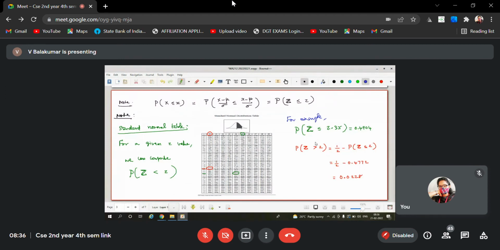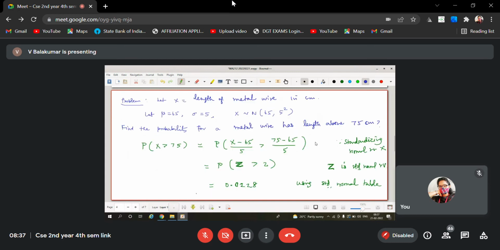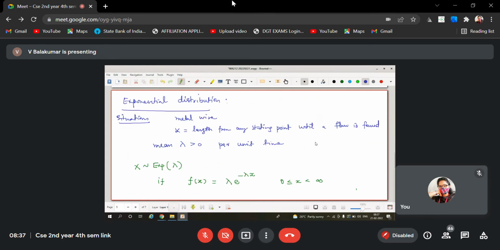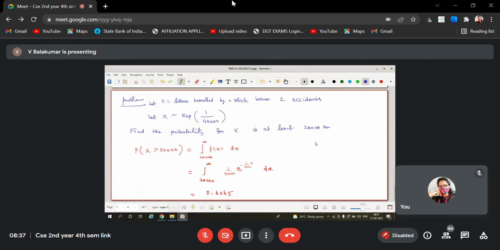Look at the first note in the very first line. You ask me any probability in terms of the actual normal random variable, capital X. We can use the transformation and convert the problem into finding the probability for a particular value of the standard normal random variable. We have given two examples on the right side, and also we have discussed one problem on the exponential distribution.